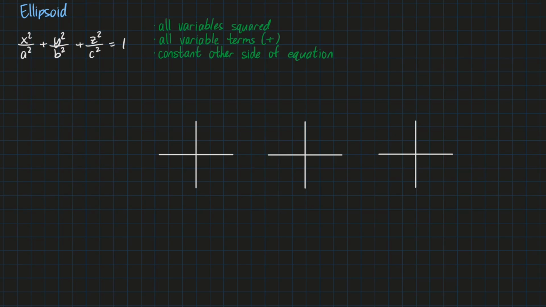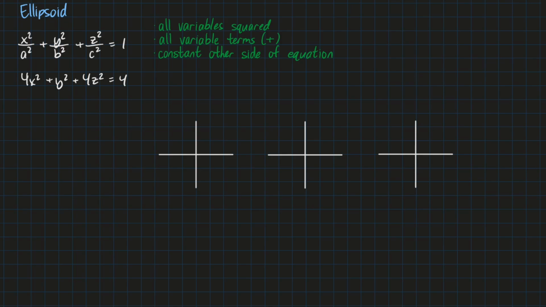Now, generally, there are different ways. If given a quadric surface equation, you can tell what type it is. In this case, for an ellipsoid, all the variables are squared, all the variable terms are positive, and there's a constant on the other side of the equation. So let's do an example where we want to plot 4x squared plus y squared plus 4z squared equals 4 in a 3D graph.